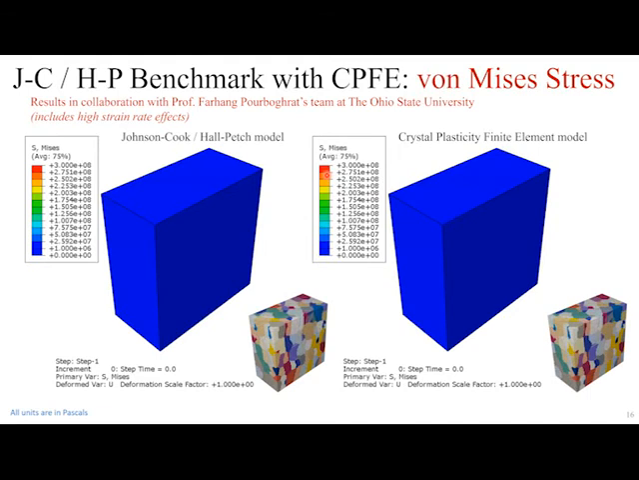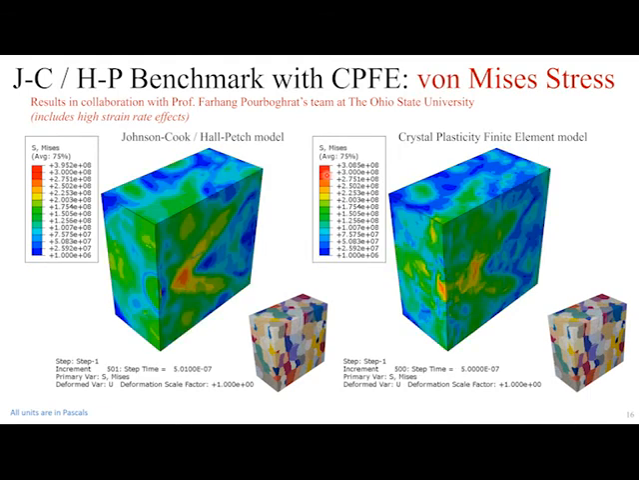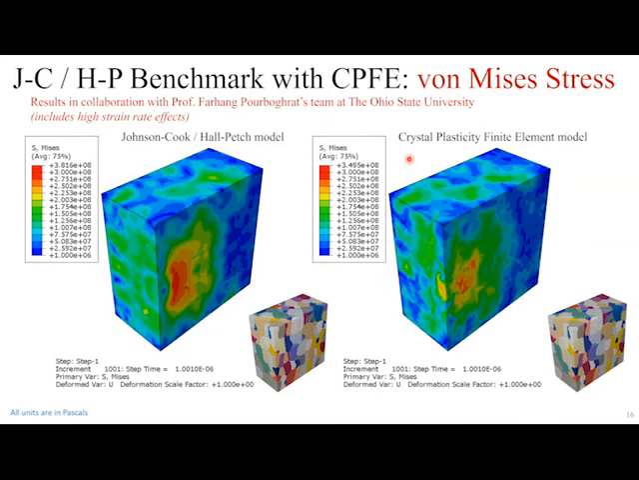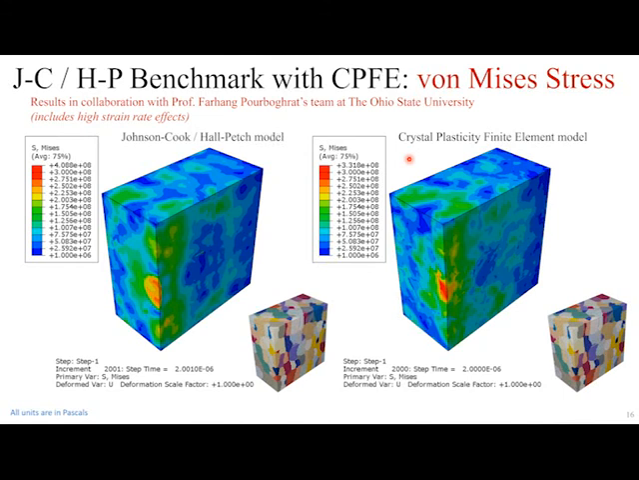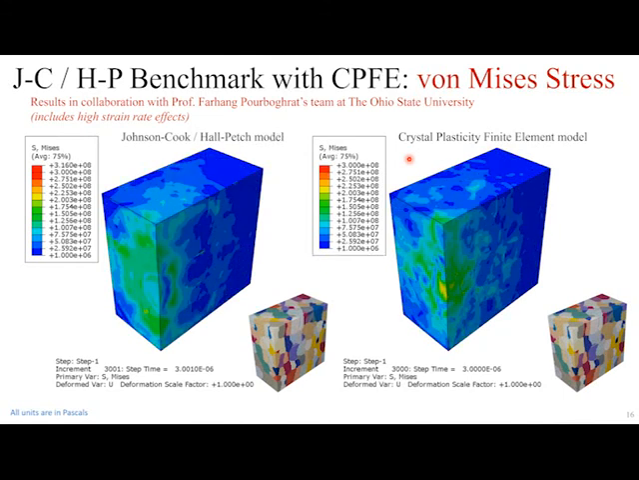So let's take a look through. This is half a microsecond. And on the left, you have Johnson Cook Hall Petch. On the right, you have the CPFE. That's 1 microsecond, 1.5, and so on. If you look at the trends, they're extremely close for these two. 2.5 microseconds, all the way up, going 5 microseconds, all the way up to 10 microseconds.